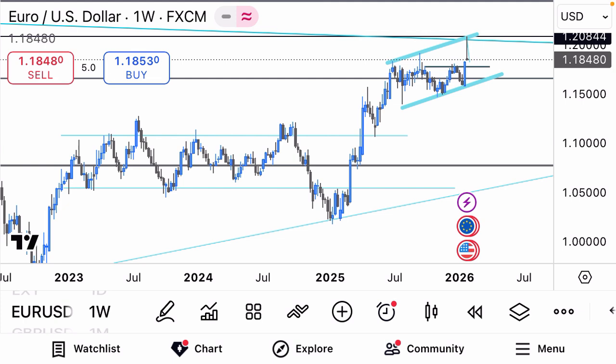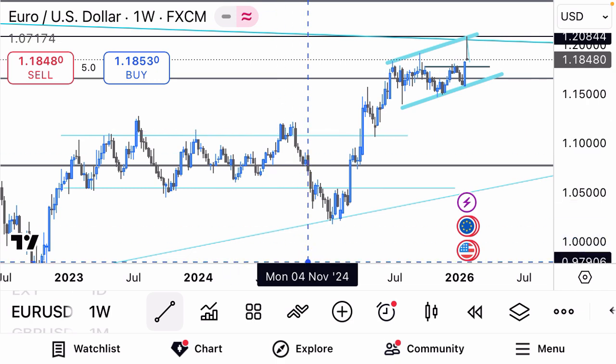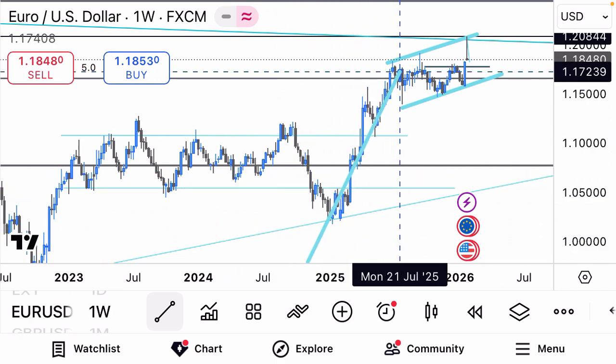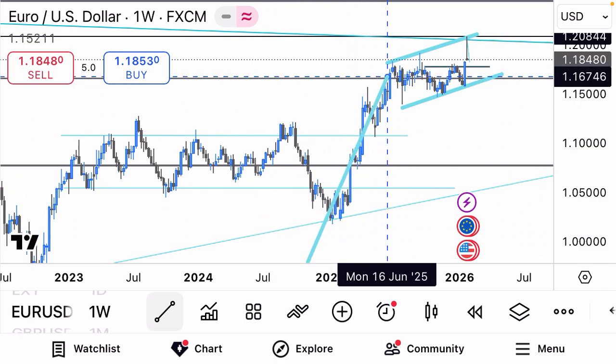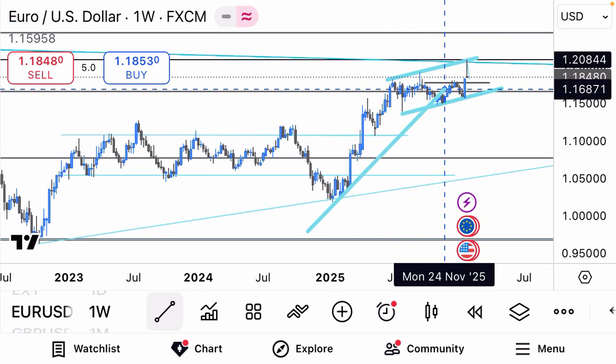Today I'm going to be sharing my exact trading plans for this week and what setups I've actually been taking on the Euro USD. On my screen here, this is a weekly time frame, and as you can see on the weekly time frame, we've been bullish for a very long time, and the idea is that we are still very much bullish on the Euro USD right now.